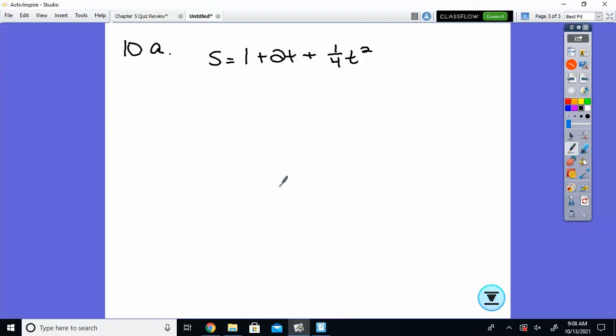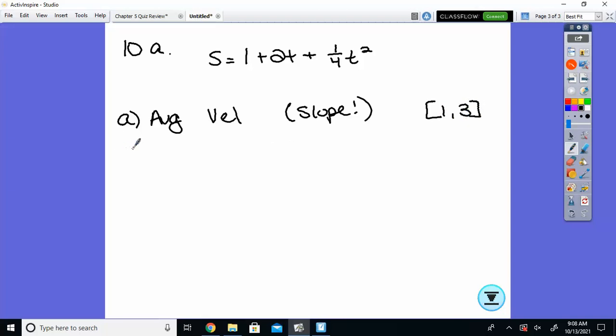Where t is measured in seconds. Alright, part A. Average velocity. What is average velocity? Slope. To find slope, you need two ordered pairs. I gave you a specific interval between 1 and 3, so those are your two different times.